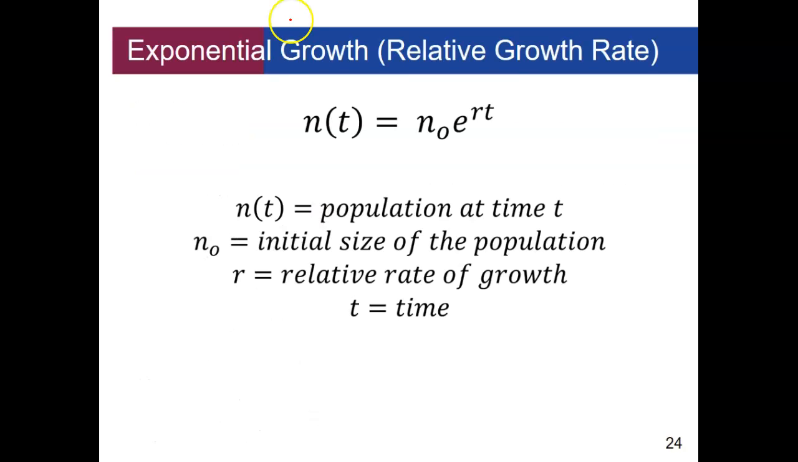Okay, the next type of growth we're going to look at is when you're given relative growth rate. So with relative growth rate, you're going to use this formula. Again, you're going to have the N of T is the amount after a time T. N sub 0 is going to be your initial starting amount. The R is your relative growth rate, and your T is going to be your time.